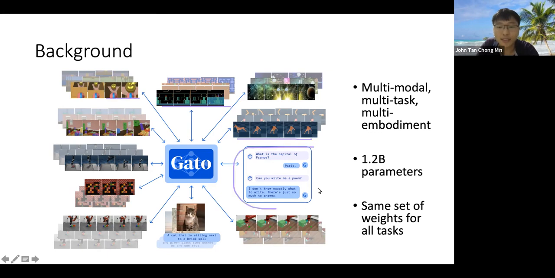This one is question and answer, like a chatbot. What is the capital of France? Then GATO replies Paris. This is some simulated robotic arm environment. This is image captioning, where you get an image and then you need to say something like a cat that is sitting next to a brick wall.